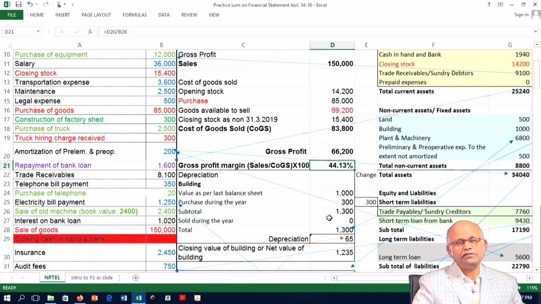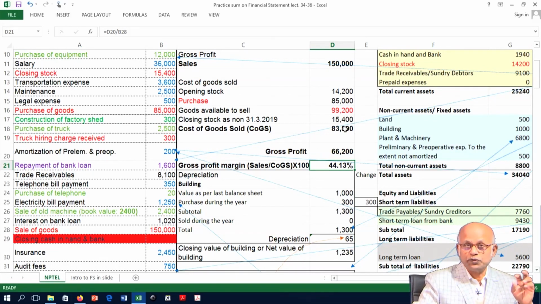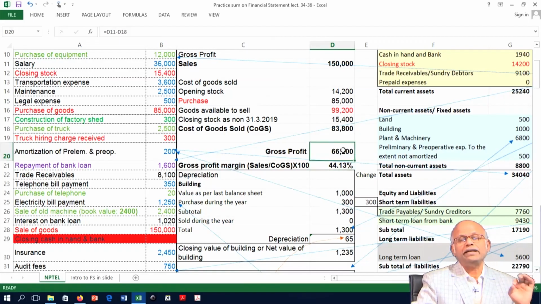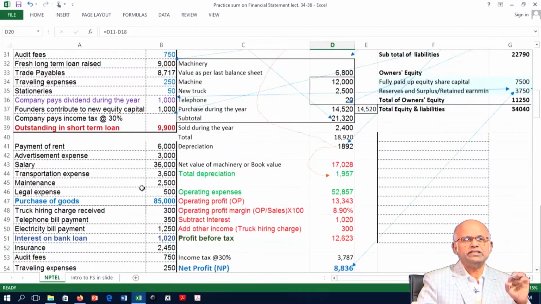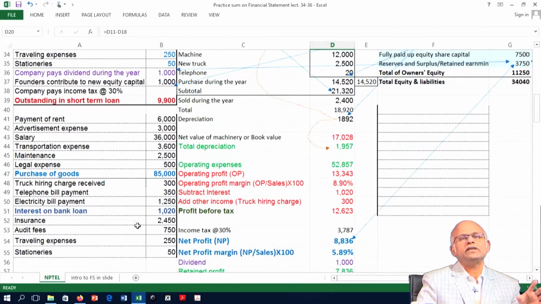Now, we have to estimate operating profit. First gross profit, then operating profit. What is the operating profit here? Operating profit is gross profit minus operating expenses, or operational expenses. Now, what are operational expenses? Remember, in the previous session we mentioned that these are all part of revenue expenses, but not all are operational expenses. Payment of rent, advertisement, salary, transportation, maintenance, legal, these are all operational expenses.